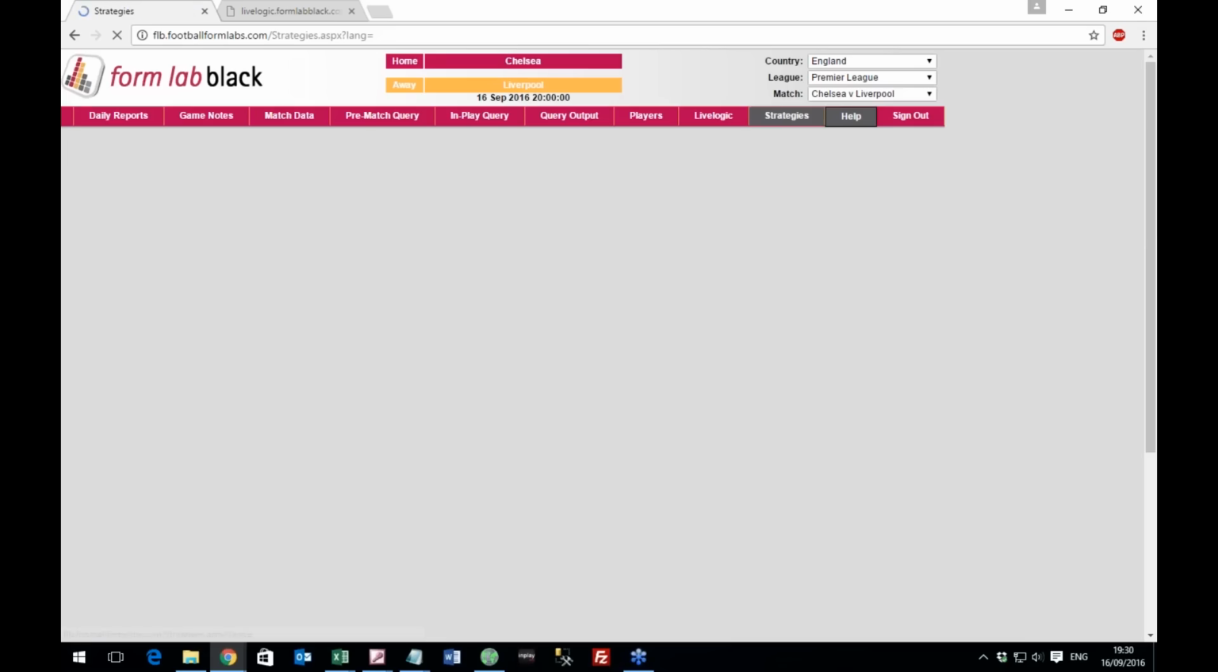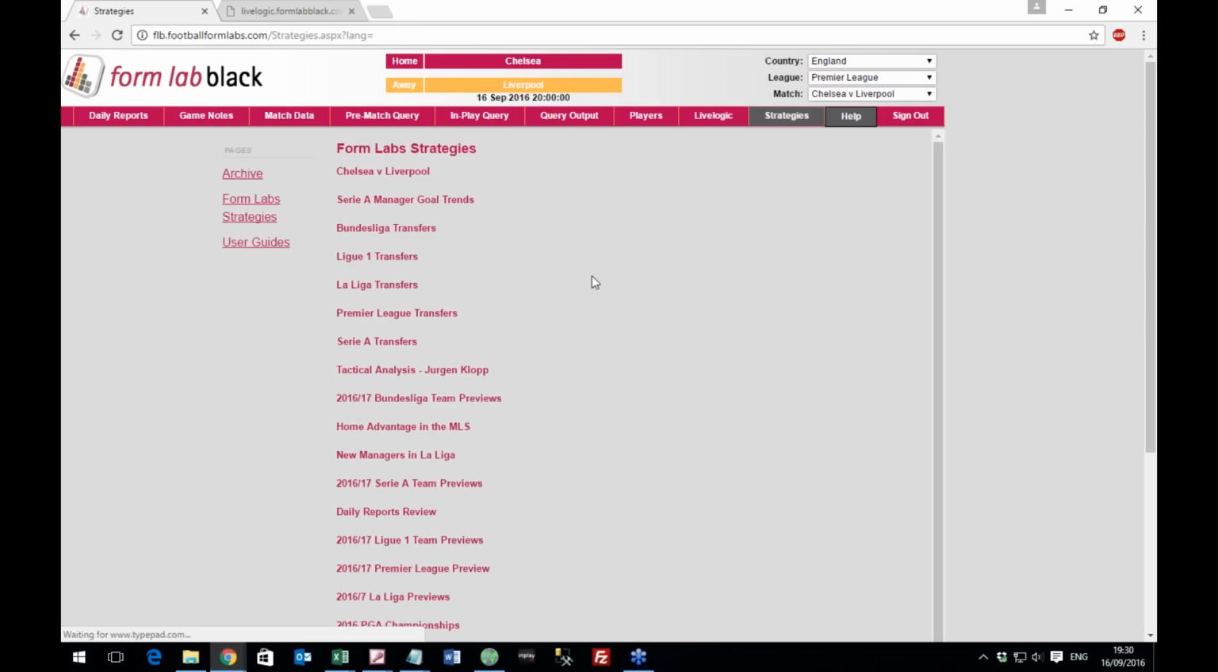Anything else on Formlabs? We also have a very extensive strategies page where you can see user guides for any of the products we offer, also any long-term strategies that we publish each week, and some feature-length articles on the games today.